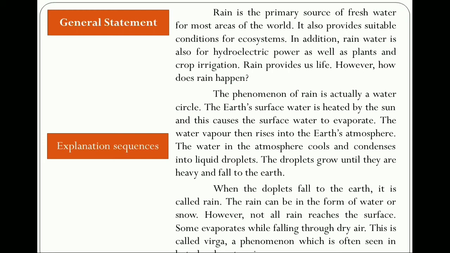Here, the sequence of explanations of the rain. The phenomenon of rain is actually a water cycle. The Earth's surface water is heated by the sun, and this causes the surface water to evaporate. The water vapor then rises into Earth's atmosphere. The water in the atmosphere cools and condenses into liquid droplets. The droplets grow until they are heavy and fall to the earth, and so on.